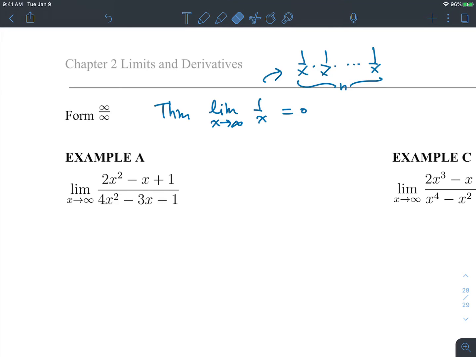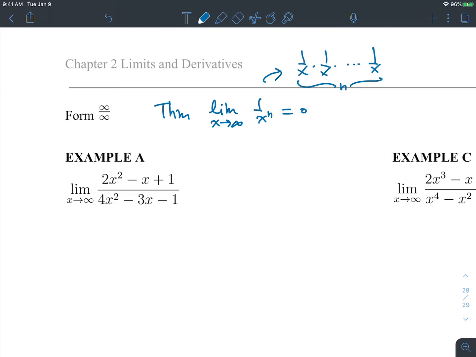So if that is going to 0, and you have n copies of them multiplied together, of course that's going to 0 as well. All right, so we're operating on this assumption: 1 divided by a large number, raised to some power, will go to 0. So we have to use that fact. Well, if that's the case, then we need to make it look like that.